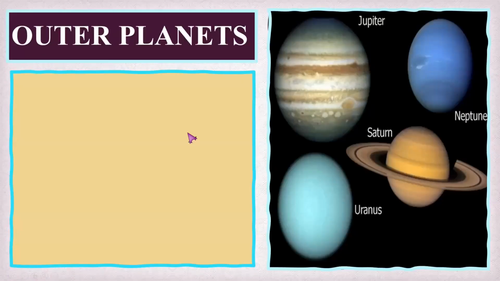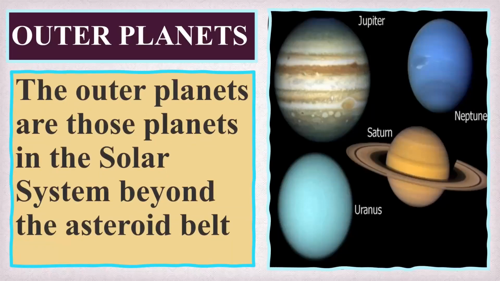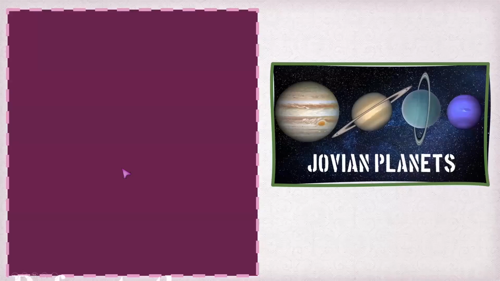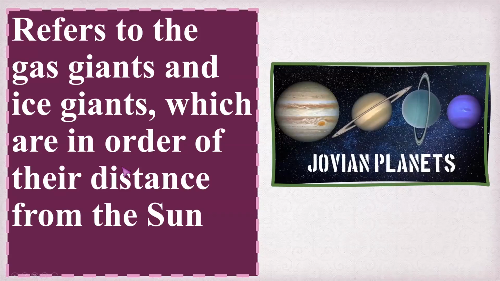So now let's move on to the outer planets. The outer planets are those planets in the solar system that are located beyond the asteroid belt. They are referred to as gas giants and ice giants, listed in order of their distance from the Sun, because they are far from the Sun. Ice giants are a type of giant planet with a composition that includes a significant amount of ice, such as water, ammonia, and methane, in addition to their gases.